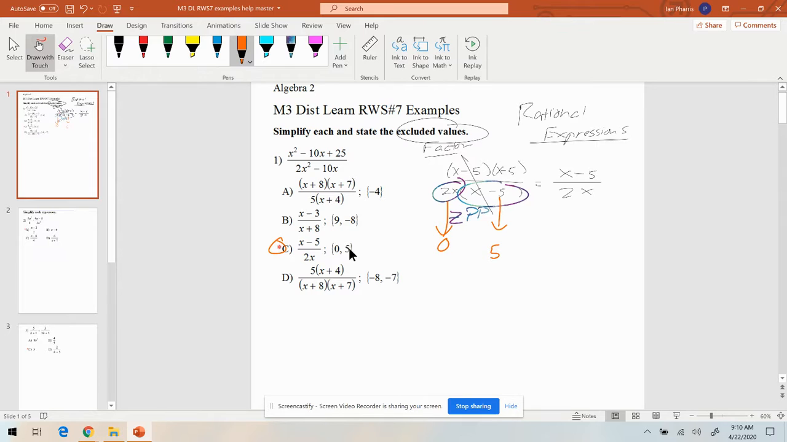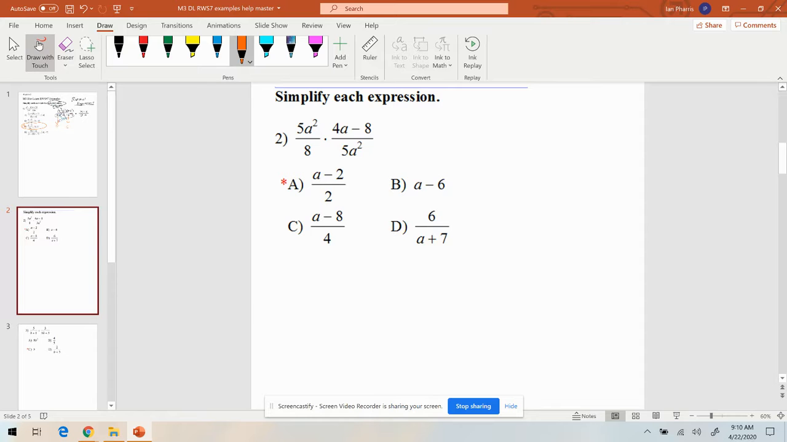You can see from the asterisks here, since I printed this off on the computer rather than on a printer, that it tells you what the answers are. So there's the answer for that one. Let's do one more problem. Okay, simplify each expression.